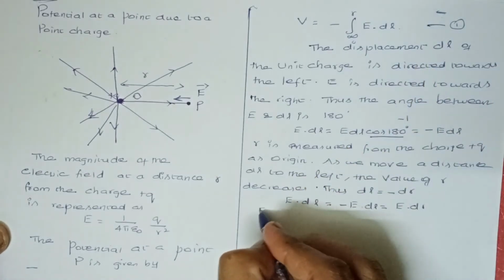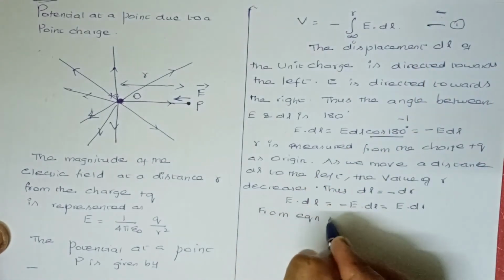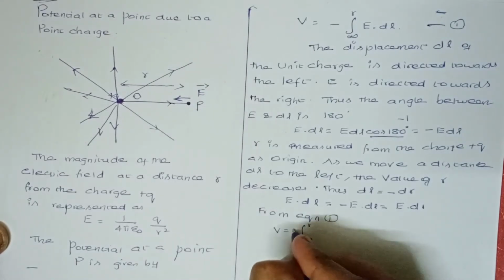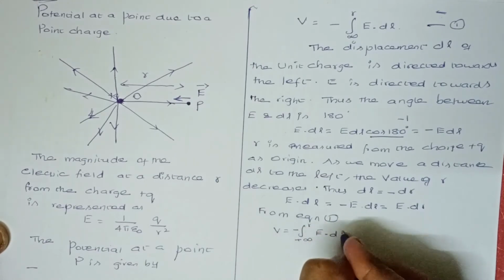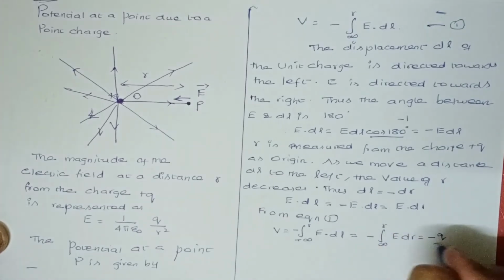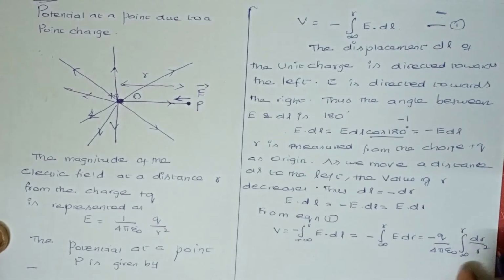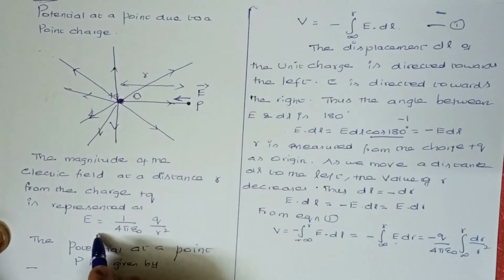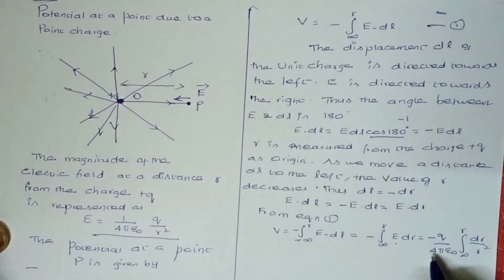So, from equation 1, we can write V equal to minus integral from infinity to R of E dot DL, equal to minus integral from infinity to R of E dot DR, that is minus Q by 4 pi epsilon naught integral from infinity to R of DR by R square. Am I correct? So E, the value comes from 1 by 4 pi epsilon naught Q by R square.